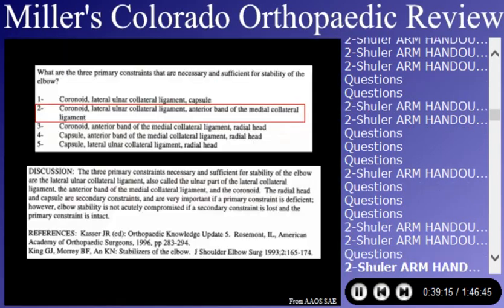What are the 3 primary constraints that are necessary and sufficient for stability of the elbow? Necessary and sufficient. Coronoid, lateral ulnar collateral ligament, anterior band of the medial collateral ligament.